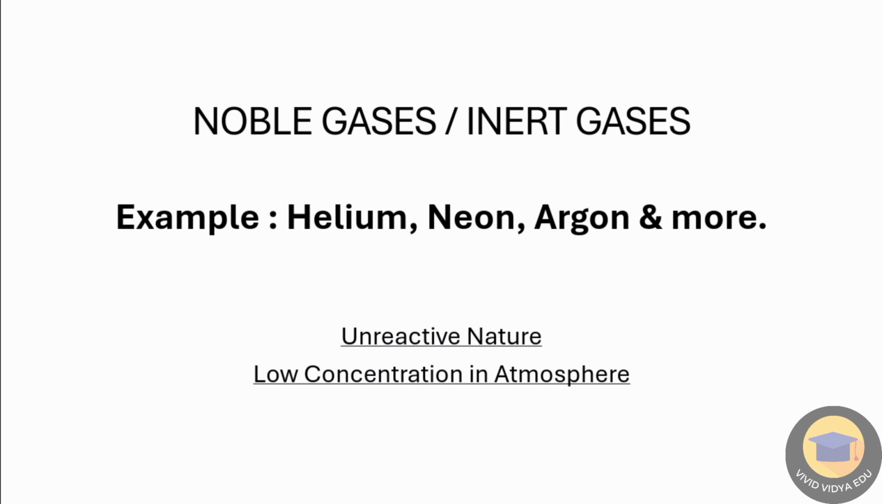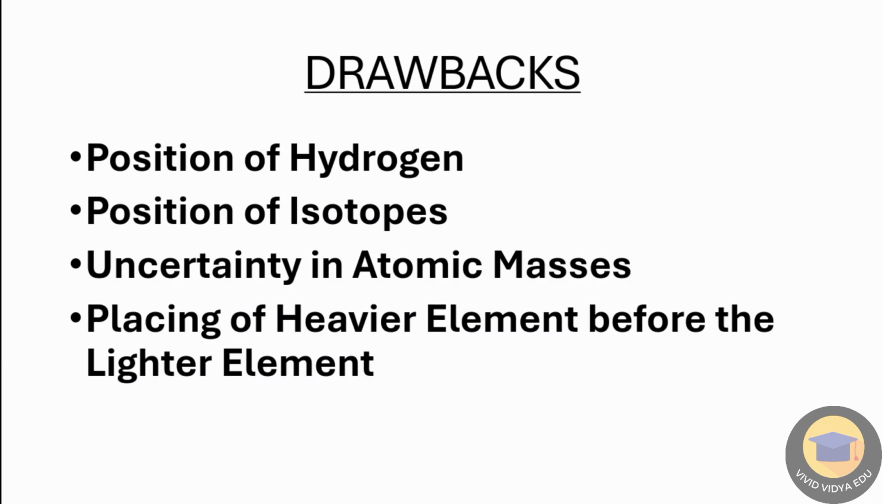Now let's take a look at some drawbacks of Mendeleev's periodic table. First is the position of hydrogen. The position of hydrogen was not fixed in Mendeleev's periodic table, but it was kept with alkali metals. Second is the position of isotopes. In Mendeleev's periodic table, no place was given to isotopes of elements. Third is uncertainty in atomic masses.